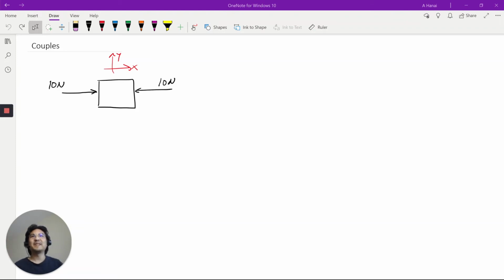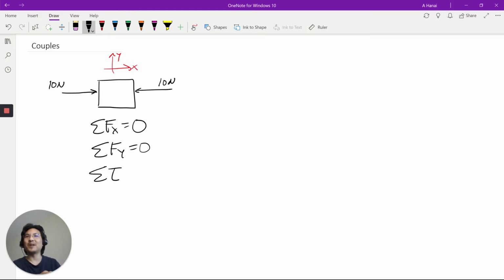Hey everybody. In this video, we're going to talk about something new we didn't cover in physics class called a couple. Imagine you have two forces acting on a box, say two people, one pushing from the left side, one pushing from the right side, but they're equal and opposite and on the same line of action. If you sum forces in the x direction, nothing's happening. Sum forces in the y direction, nothing's happening.